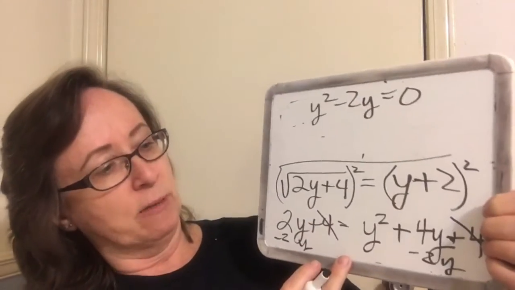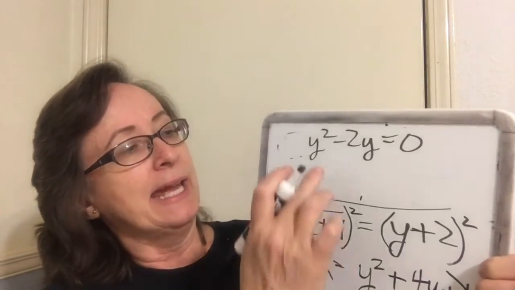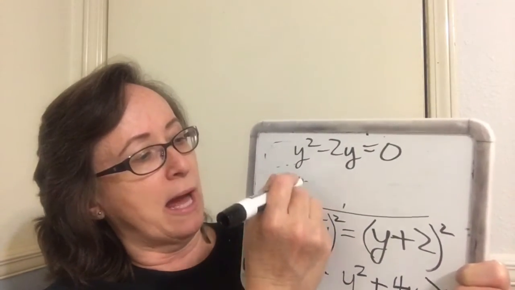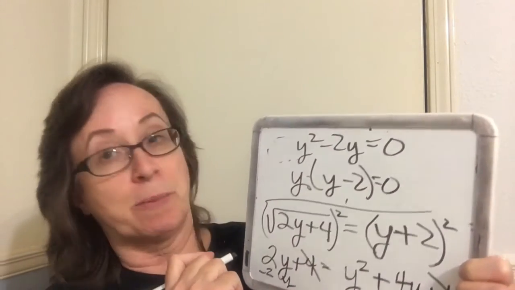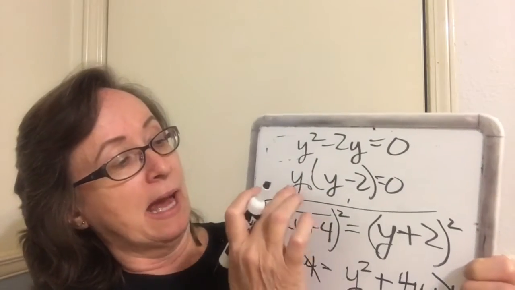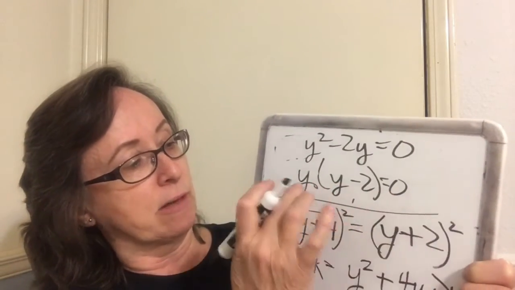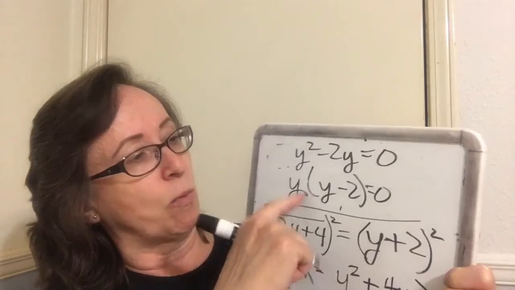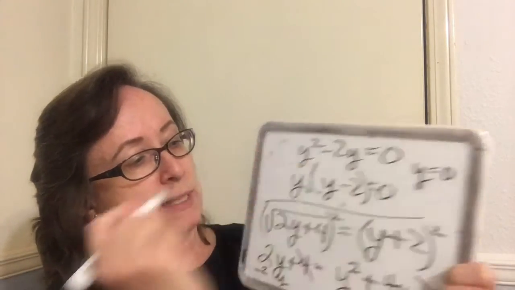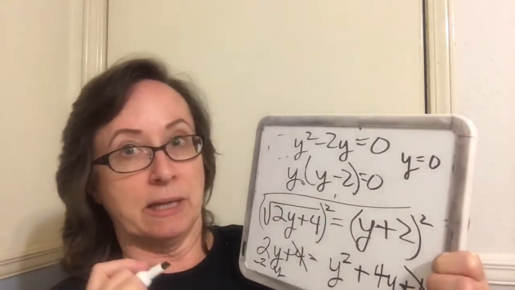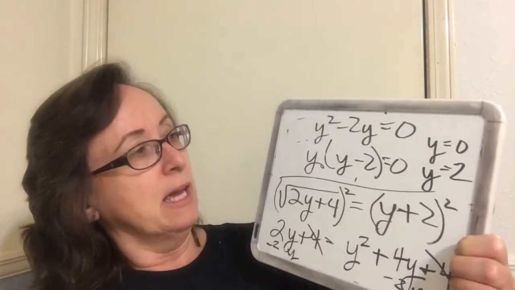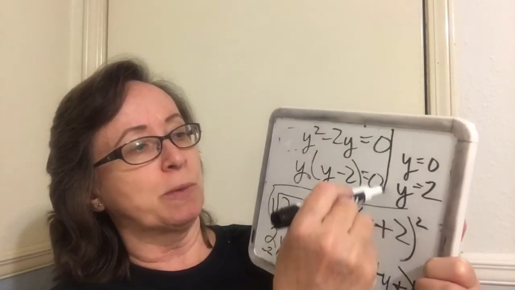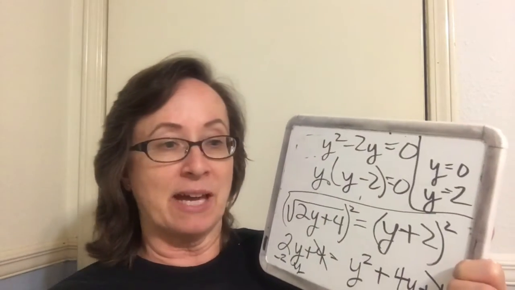Okay, that's what I get when I bring that all over to one side. Can I factor that? I'm going to bring out a y and a y minus 2 equals 0. So by my zero factor property, I've got a product equal to 0, so each part will equal 0. So y equals 0 is one solution, and y minus 2 equals 0 is the other one, or y equals 2.